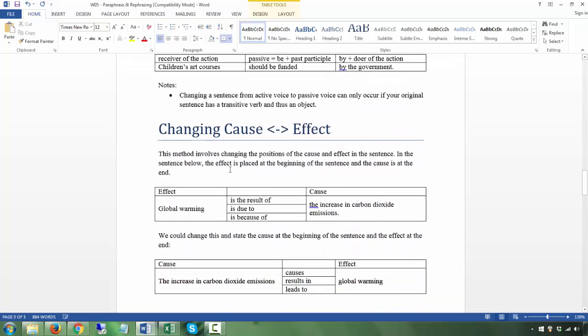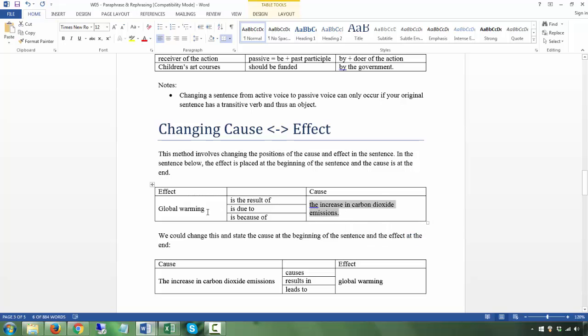Okay, lastly, you have the C, which is cause-effect to effect-cause. So this again involves a structural change in terms of your sentence. This method involves changing the positions of the cause and effect in the sentence. In the sentence below, the effect is placed at the beginning of the sentence and the cause is at the end. So global warming is the result of the increase in carbon dioxide emissions, or is due to, or is because of. So here is the effect. This is basically the cause.